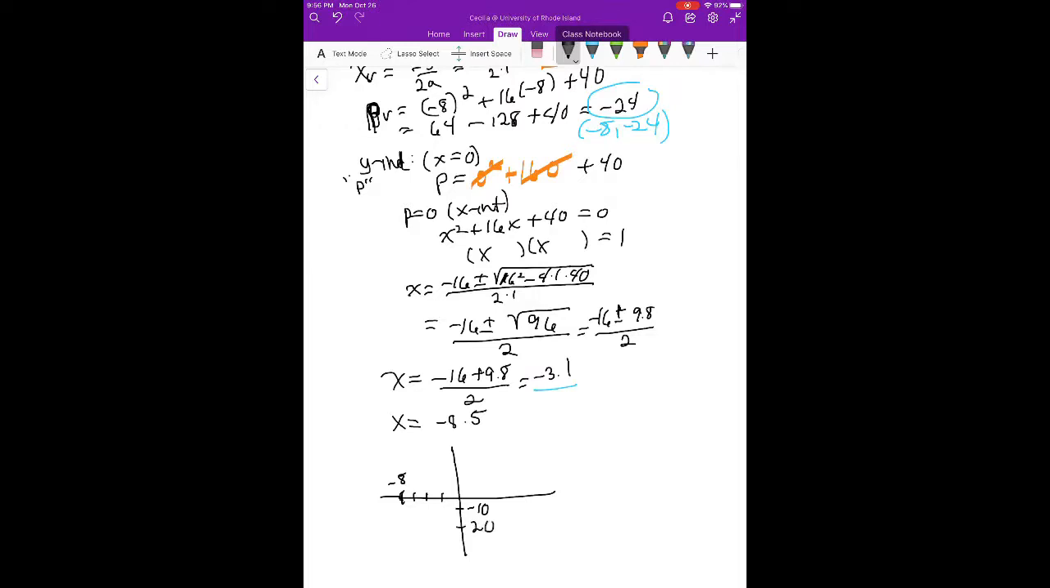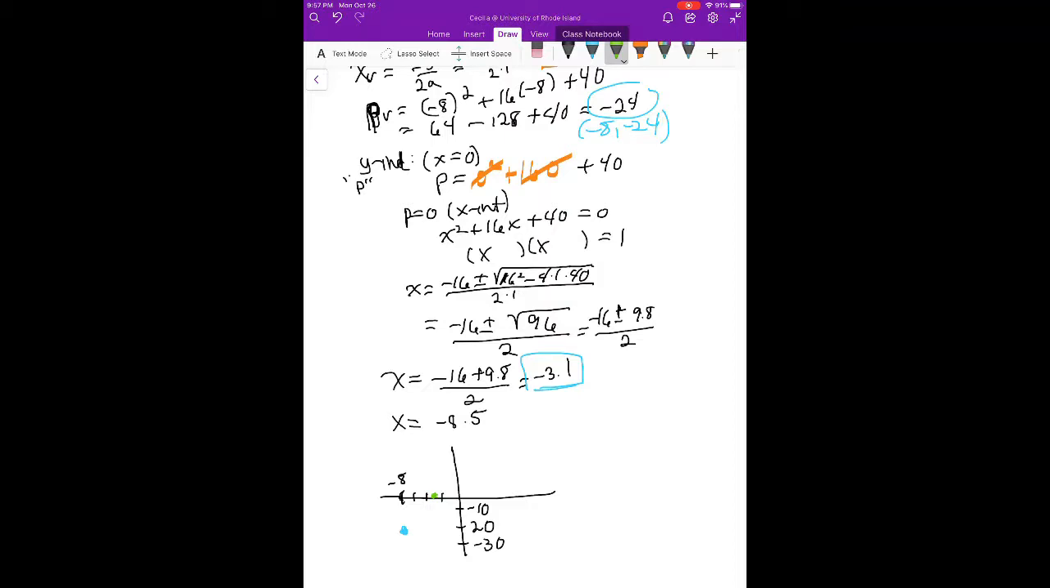Minus 10, minus 20, minus 30. So at minus 8 and minus 24, which we're going to mark in blue, we're going to say that is approximately where the vertex is of this function. Now we're going to just pick a point to the right of this, which is minus 3.1. So this is 3.1, and this is the x-intercept. We're going to be somewhere right around in here.